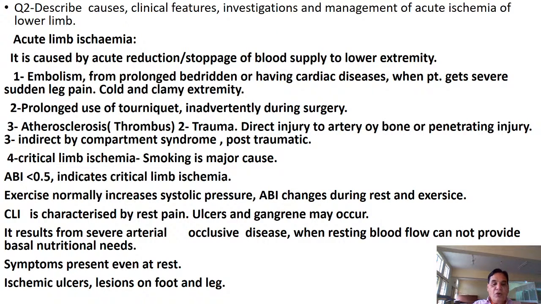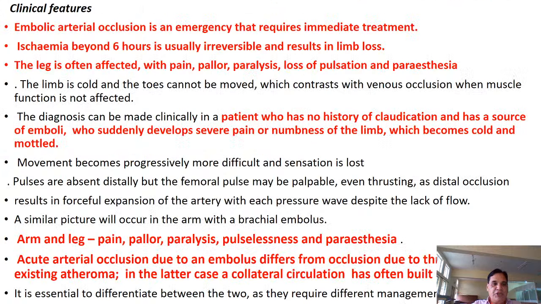Okay, so CLI is characterized by rest pain, ulcer and gangrene, and ALI is characterized by the acuity, the sudden reduction in blood supply. And here the symptoms do not have any relief until treatment is done, up to 6 hours. Okay, in chronic you will have a symptom at rest, ulcers and lesions will be there. In acute, nothing like that. Within 6 hours treatment has to be done or we may land in some major problem. This is ALI, acute limb ischemia.